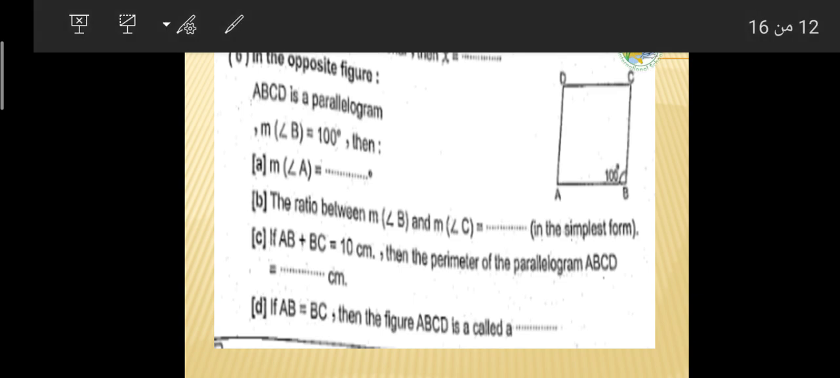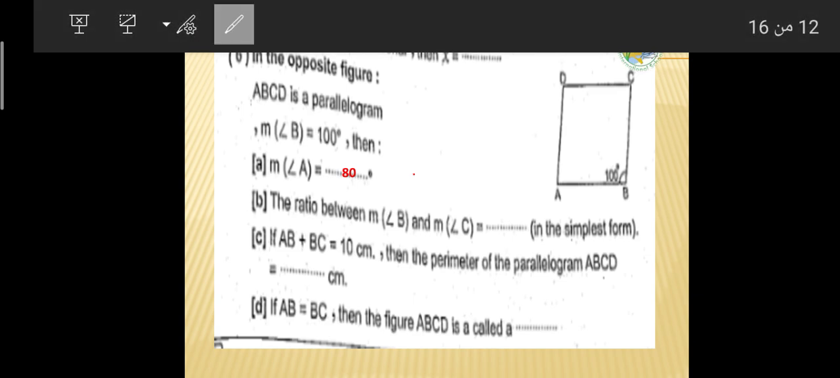Okay, before answering, ask yourself: are measure A and B consecutive angles or opposite angles? Of course, they are consecutive angles. Then to find measure A, we subtract 180 minus 100, of course equals 80. 180 minus 100 equals 80.